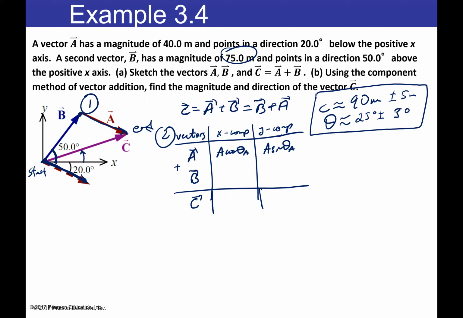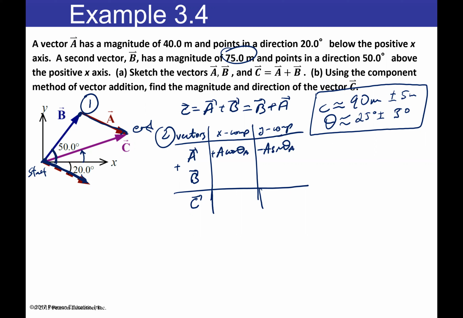In which direction is the vector A pointing, or which quadrant is it in? Quadrant 4. What are the component signs? Well, X is positive, but Y is negative. I just manually put those because I'm using that 20 degrees, not, let's say, 360 minus 20. If I use 360 minus 20, which is 340, I wouldn't have to put the negative manually.